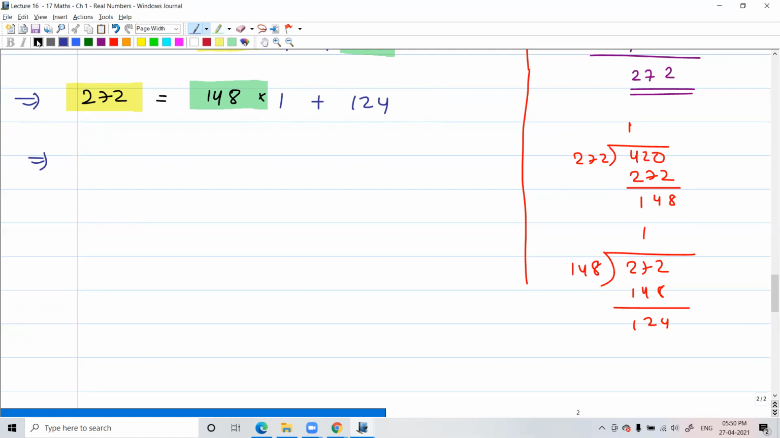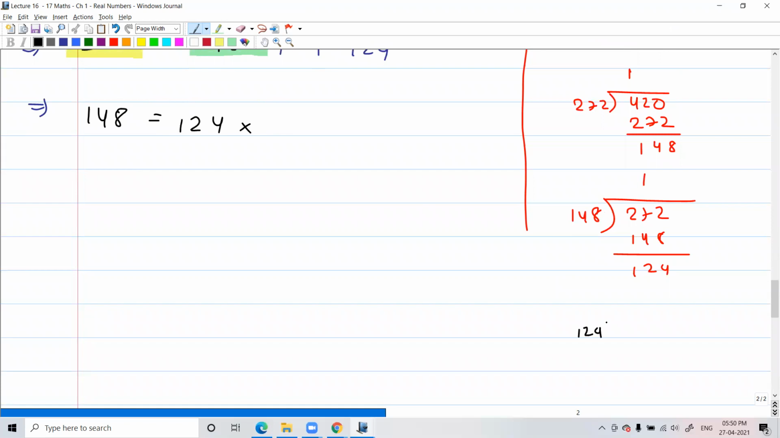So this time, what's my dividend? Previous divisor, right? 148. Yes, sir. The remainder is the new divisor, tell me, 124. Again, only one time. 24, sir. Still not 0. Continue doing the same thing.